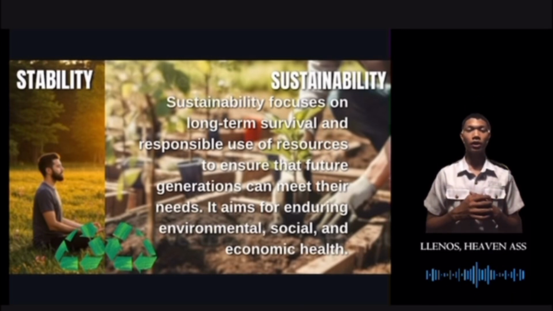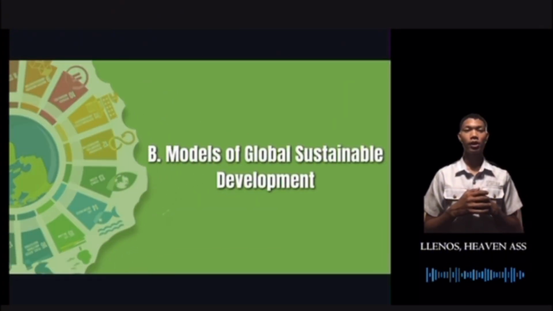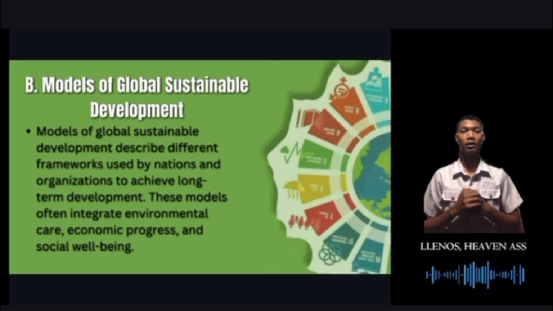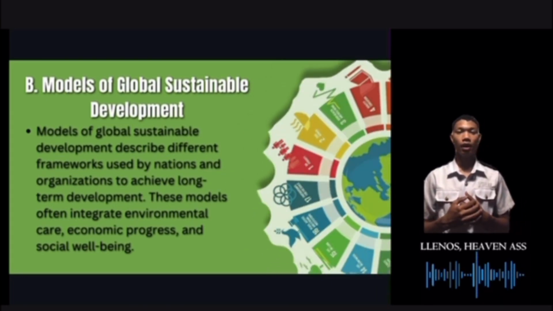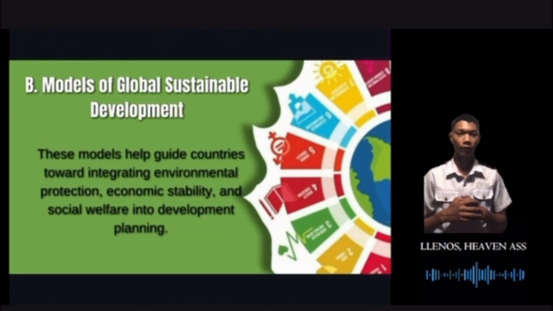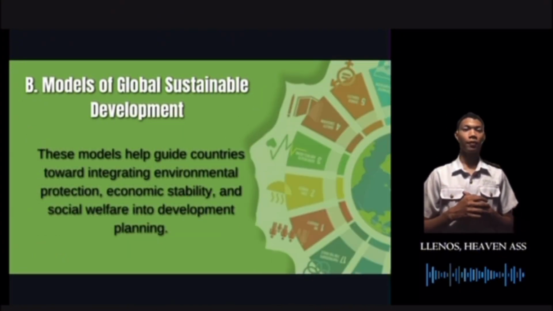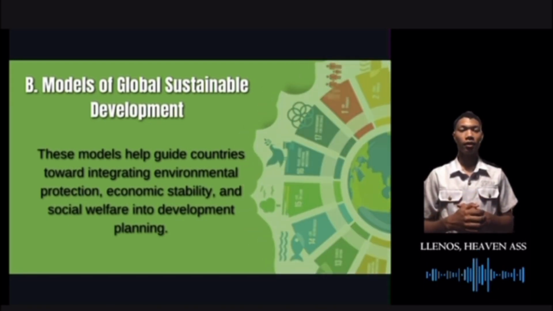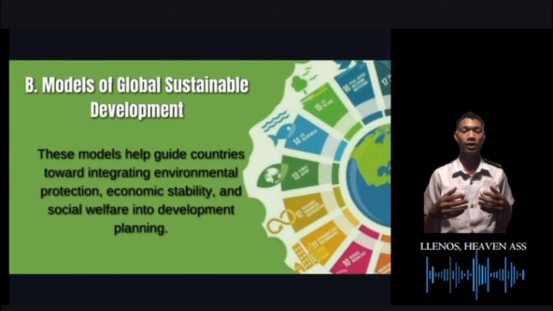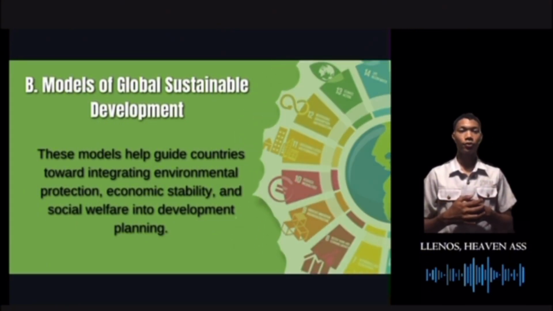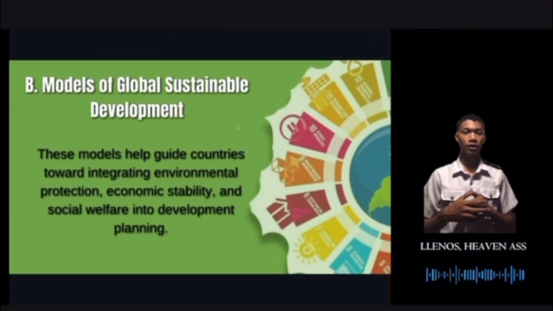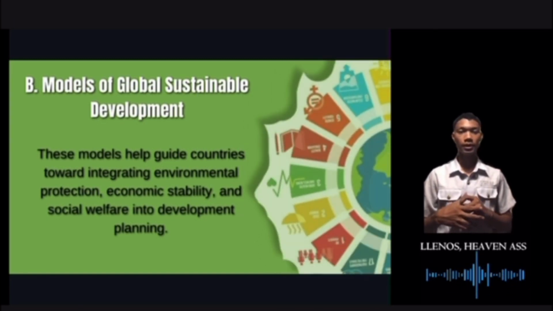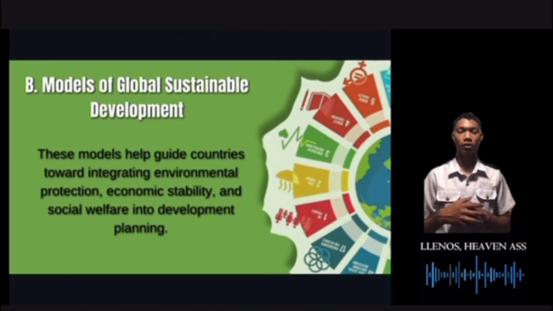Models of global sustainable development. These models help guide countries towards integrating environmental protection, economic stability, and social welfare into development planning. They provide essential frameworks for policymakers to understand the interconnectedness of these three pillars and to formulate strategies that promote long-term well-being without compromising the needs of future generations.